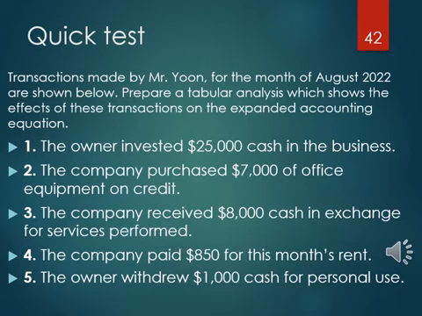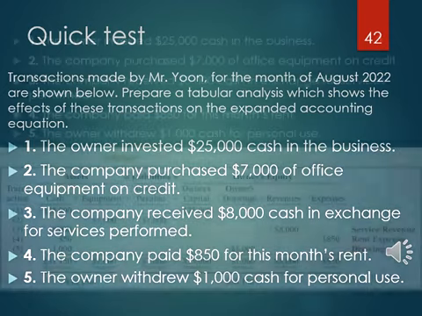Transactions made by Mr. Yoon for the month of August 2022 are shown below. Prepare a tabular analysis which shows the effects of these transactions on the expanded accounting equation. 1. The owner invested $25,000 cash in the business. 2. The company purchased $7,000 of office equipment.